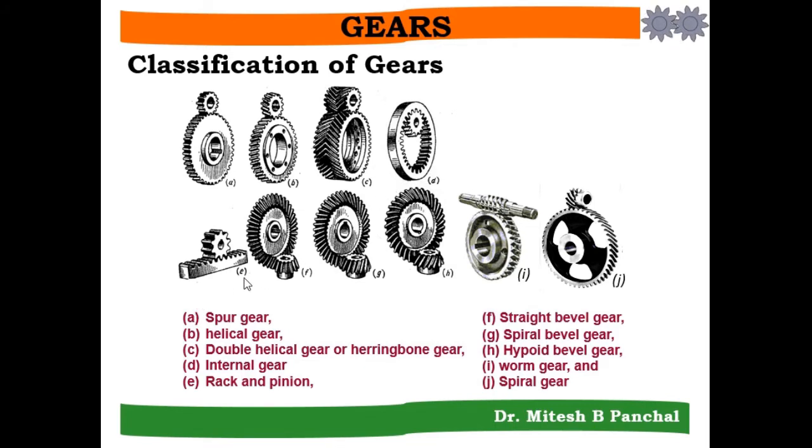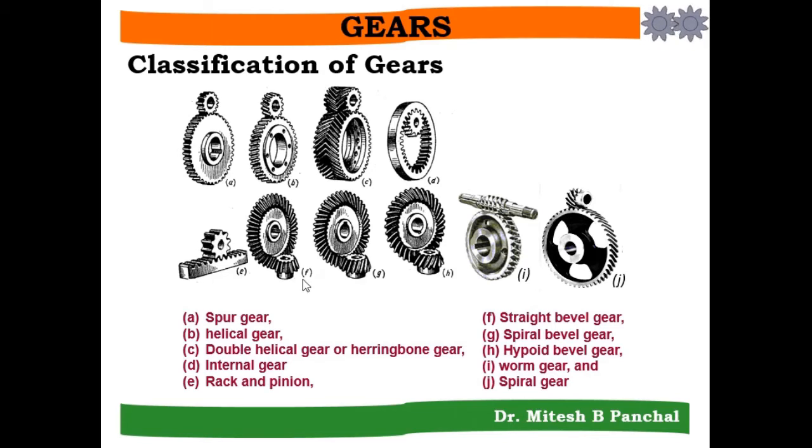Fifth one, that is E, is the rack and pinion. The smaller gear is known as the pinion, while the segment of the linear gear, or the gear having infinite diameter, that segment is known as the rack. These are used to transmit rotary motion to linear motion or linear motion to rotary motion.